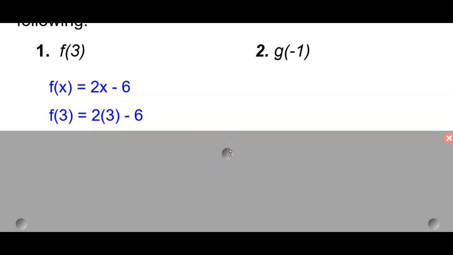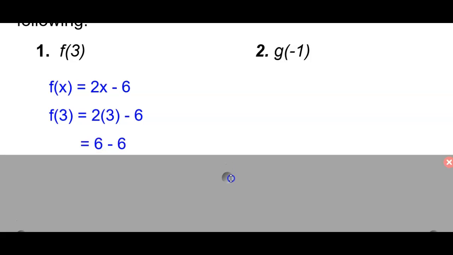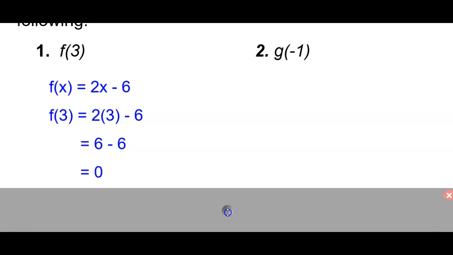Okay, 2 times 3 is 6. Bring down your minus 6. And then 6 minus 6, or 6 plus negative 6, is how we really like to say that, would give me 0. Okay? Remember, 0 is an answer. It's a viable number. It's on the number line. It wouldn't be an answer if it wasn't on the number line. So 0 is an answer. Don't get confused when that is the case.